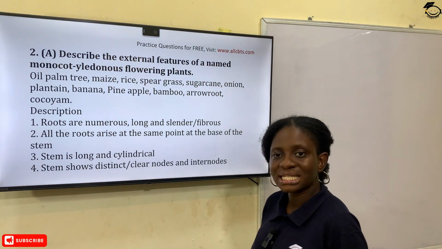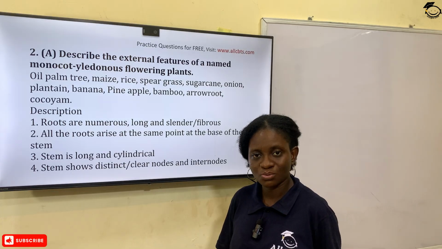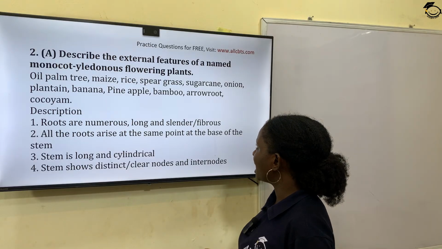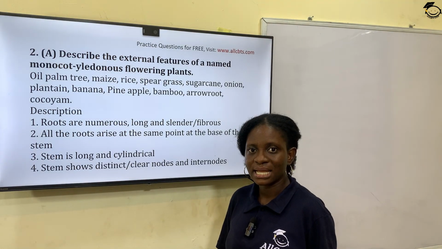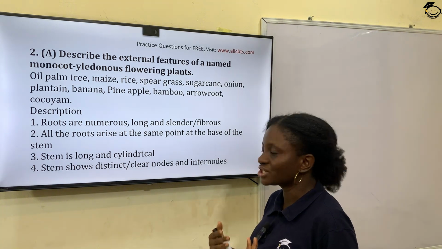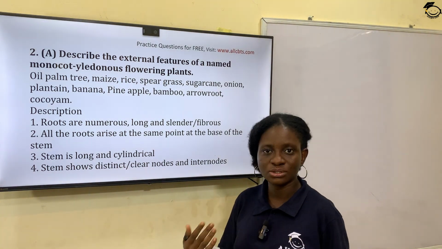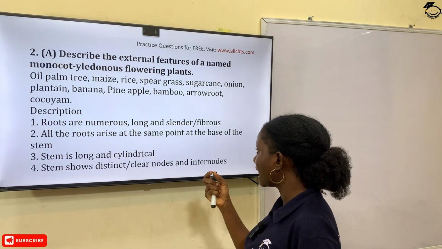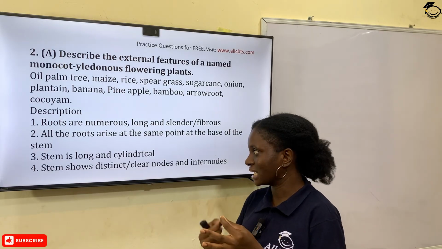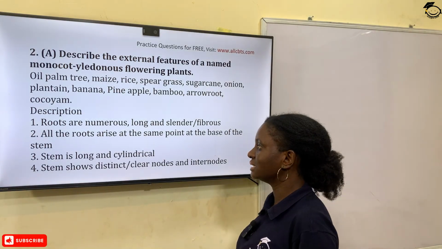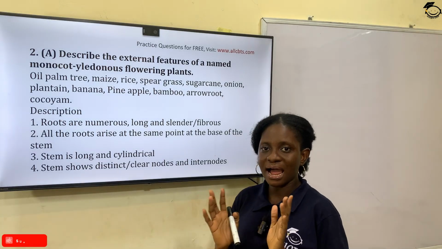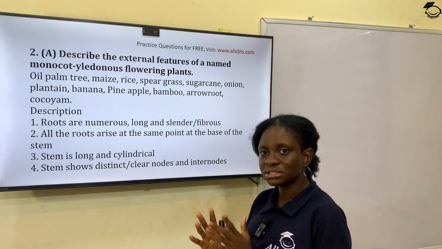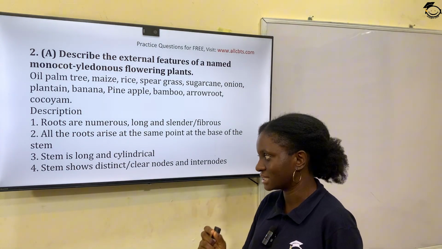So, what are the examples of monocotyledonous plants? We have maize, rice, oil palm tree, elephant grass, spear grass, sugarcane, etc. How do you describe a monocotyledonous plant? 1, roots are numerous, they are long and slender. When you see a maize plant, the root is long. Then 2, all the roots arise at the same point at the base of the stem. All the roots arise at just one point.